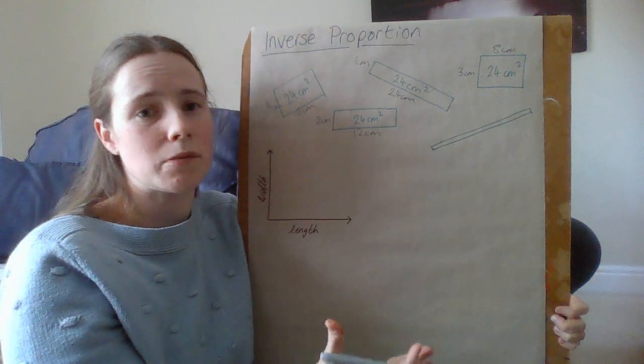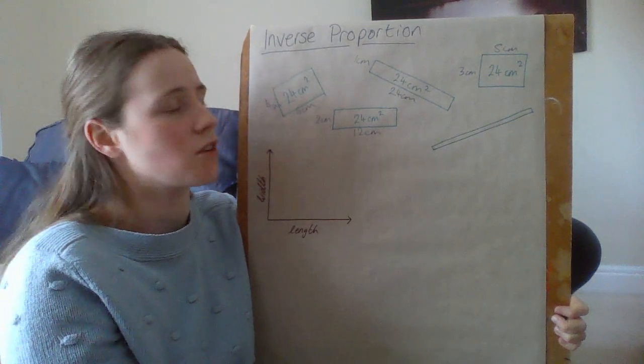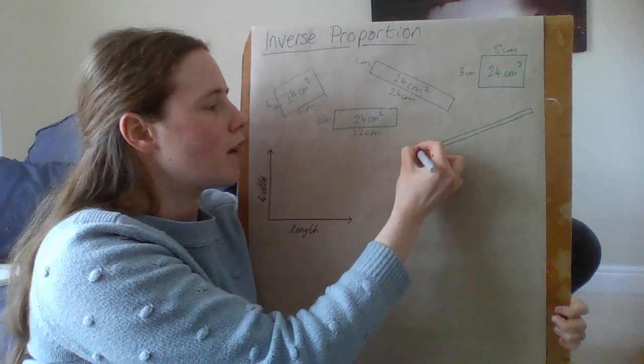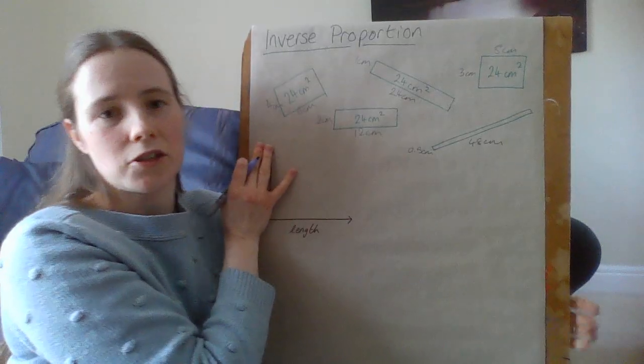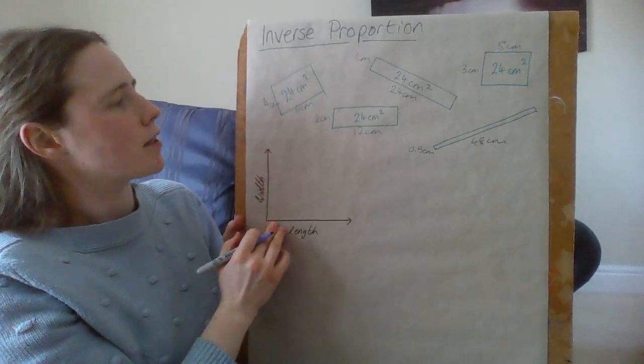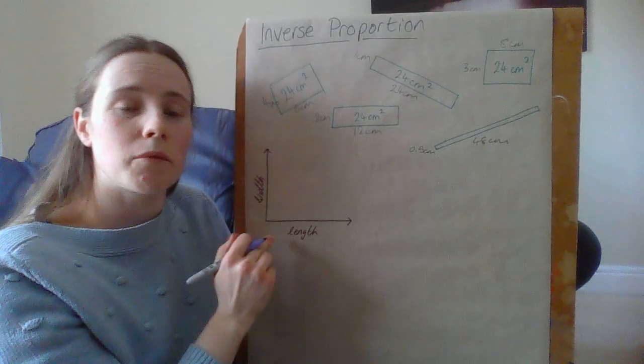And you can also go for decimals and fractions. You don't only have to go for integers. So for example, I could go for 0.5 and 48. Okay, so there's a load of different values you can come up with there. You'll notice that as one value gets bigger, the other one gets smaller.